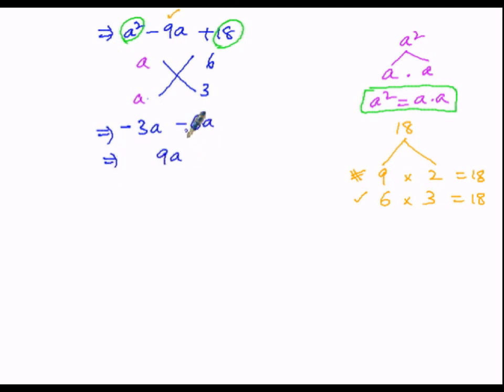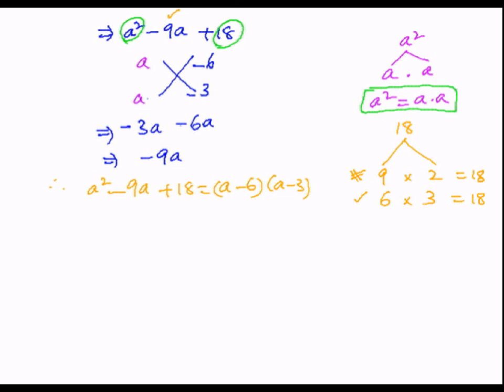To assess the sign of 9a, we choose the greater one among these two. Among 3 and 6, 6 is greater, so the sign is negative. Therefore the sign assigned to 9a is negative, and in this manner I got minus 9a as the middle term. So 3 must be negative, and similarly 6 also must be negative. While writing the factors, a square minus 9a plus 18 equals, and we write the factors in the horizontal manner. One factor is a minus 6, the other factor is a minus 3.